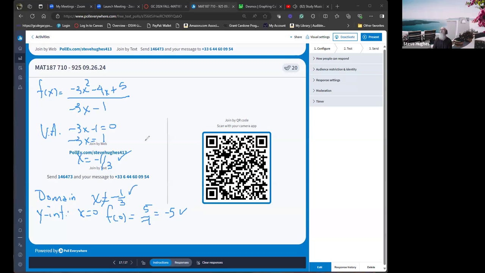And Justin says we're going to have a slant asymptote. Okay, we're going to do synthetic division, everybody. So you can do long division, synthetic division. I don't care which one it is, but you have to divide the numerator by the denominator. What I'm saying is synthetic division or long division. I don't care.